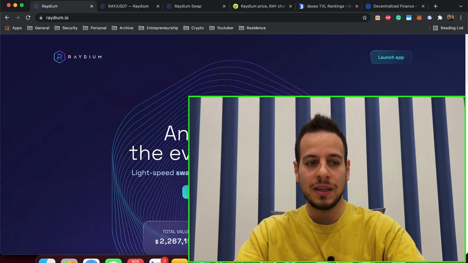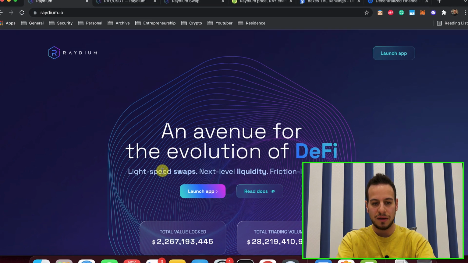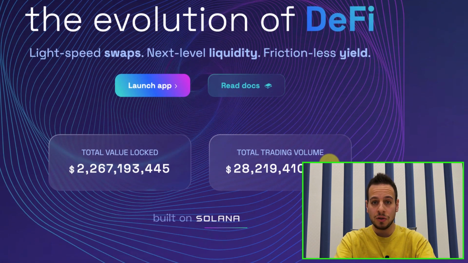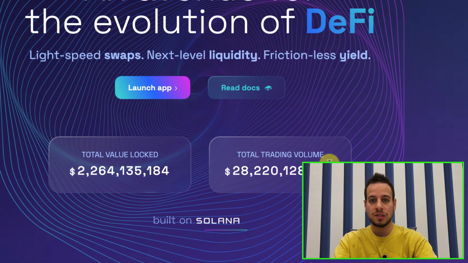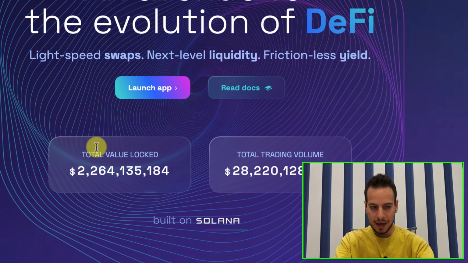Now let's get started. Raydium, Raydium.io. This is the main website and avenue for the evolution of DeFi. Light speed swaps, next level liquidity, frictionless yield. So this is the Raydium decentralized exchange. It's the biggest decentralized exchange on Solana. For example, Uniswap and SushiSwap are the biggest ones on Ethereum, SpookySwap on Phantom, Trader Joe on Avalanche, PancakeSwap on Binance Smart Chain, and Raydium is the biggest one on the Solana ecosystem.